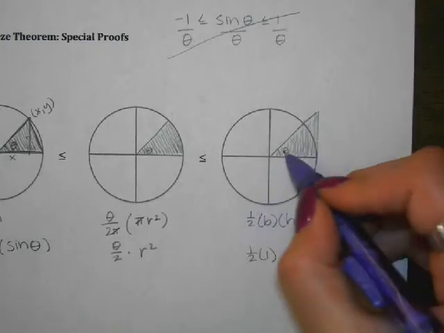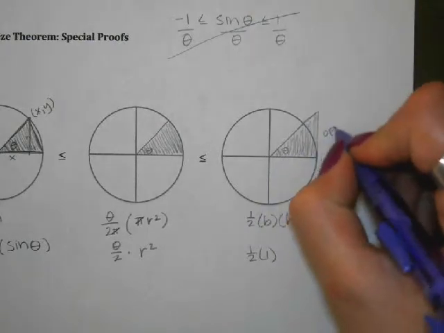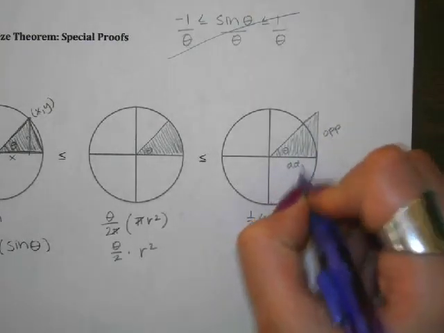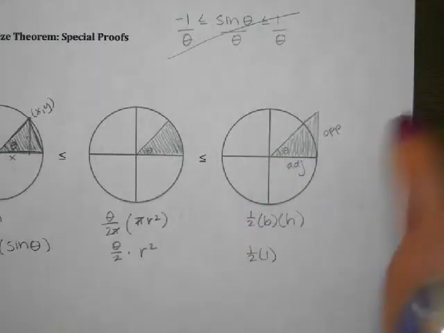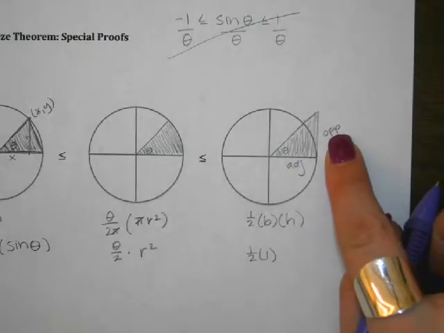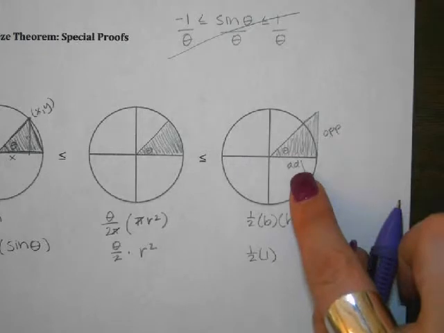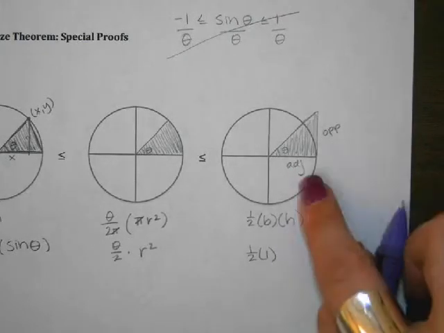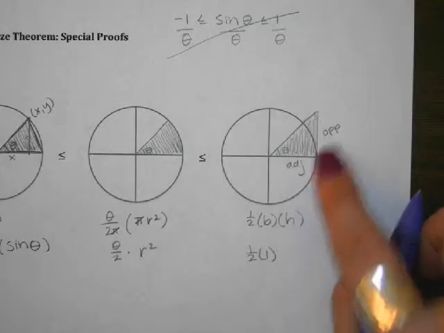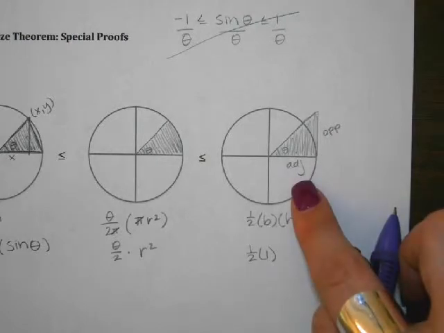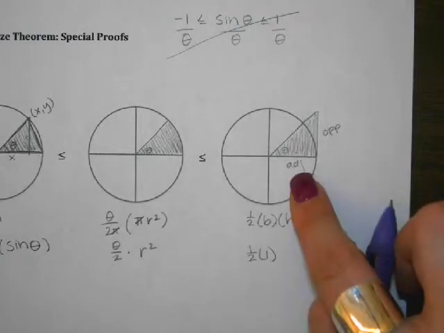But if this is the theta I have, this would be the opposite side and this would be the adjacent side, right? And the opposite is what we're trying to determine the length of. The adjacent side we already know the length of. That's why I'm using those two sides, okay? And what does opposite and adjacent make you think of? SOHCAHTOA, but what is opposite and adjacent specifically?